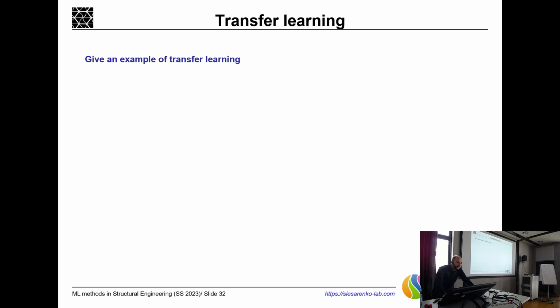Can you give an example of transfer learning? Any example? Anything, not necessarily from mechanics.